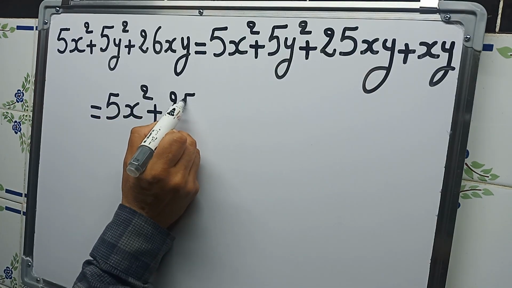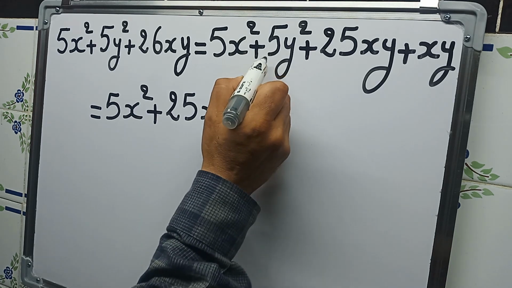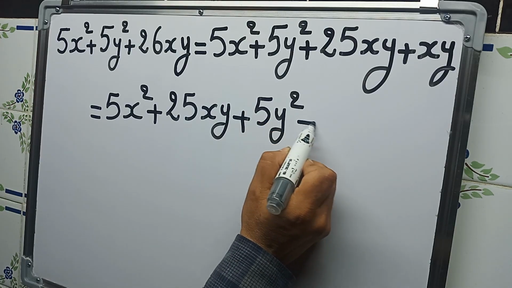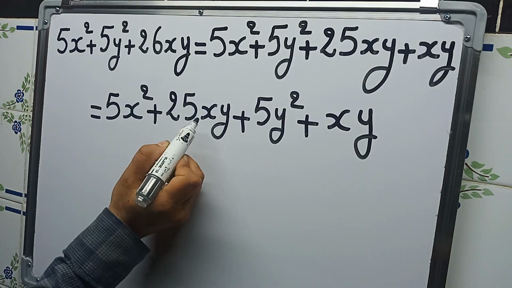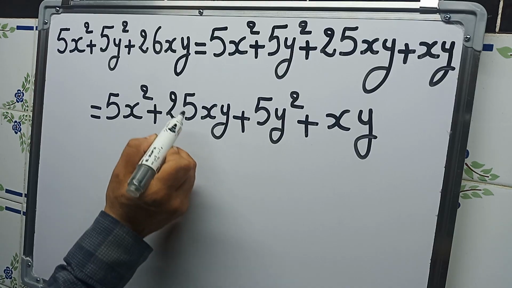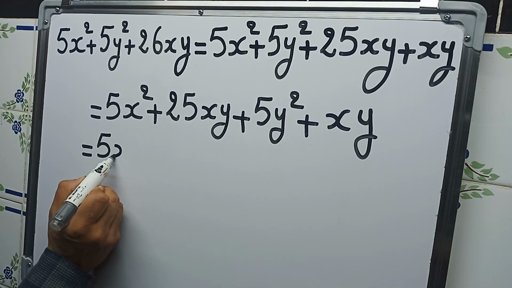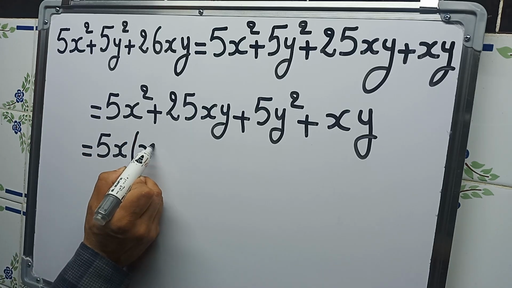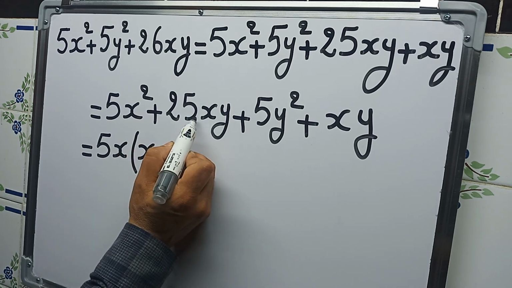25xy plus 5y squared, of course, plus xy. Now you see here we have a common factor 5x. 25 is 5 times 5. So 5x is a common factor. Here we have 5x times x. So x plus, and here 5 times 5x times y.